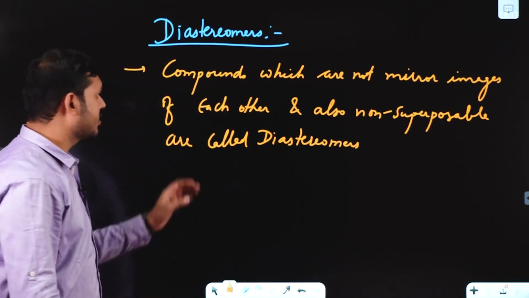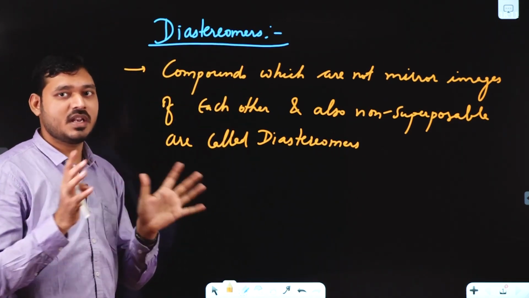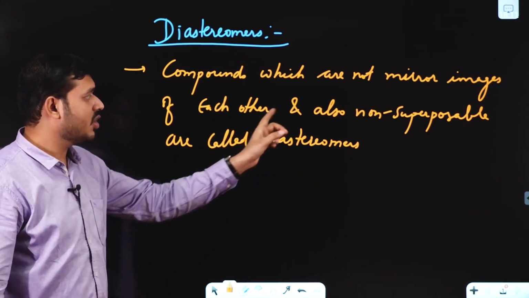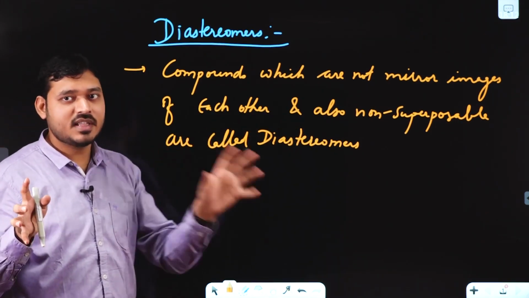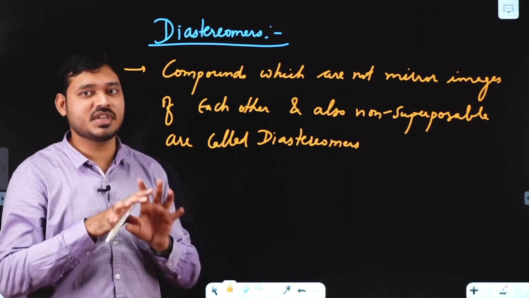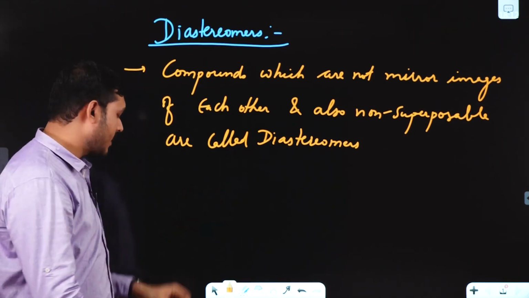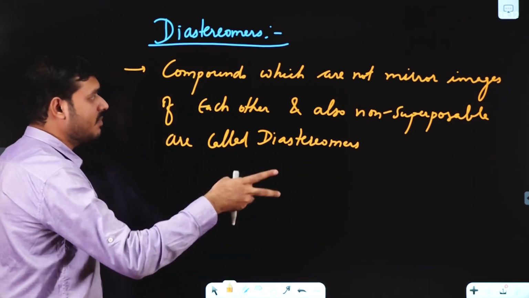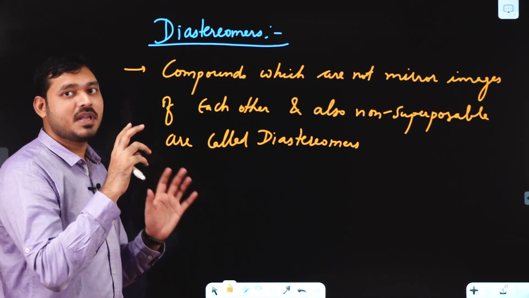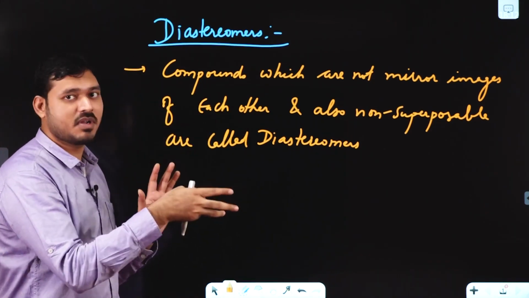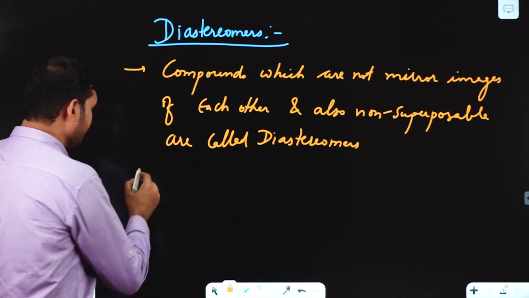Clear? So compounds which are not mirror images of each other, they must not be mirror images to each other and also non-superposable, means all the atoms of this and this must not coincide with each other, because if they coincide they will be identical, right? So these two conditions, neither mirror image nor superposable. In enantiomers it was mirror image but non-superposable. In diastereomers neither mirror image nor superposable.